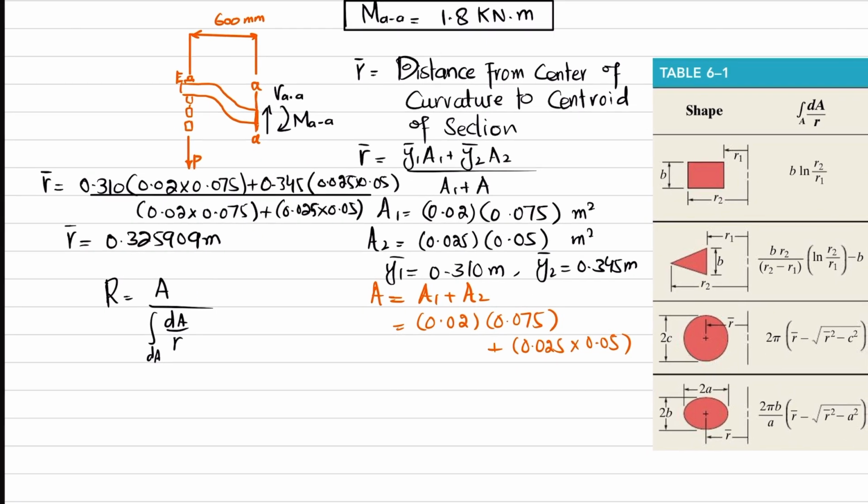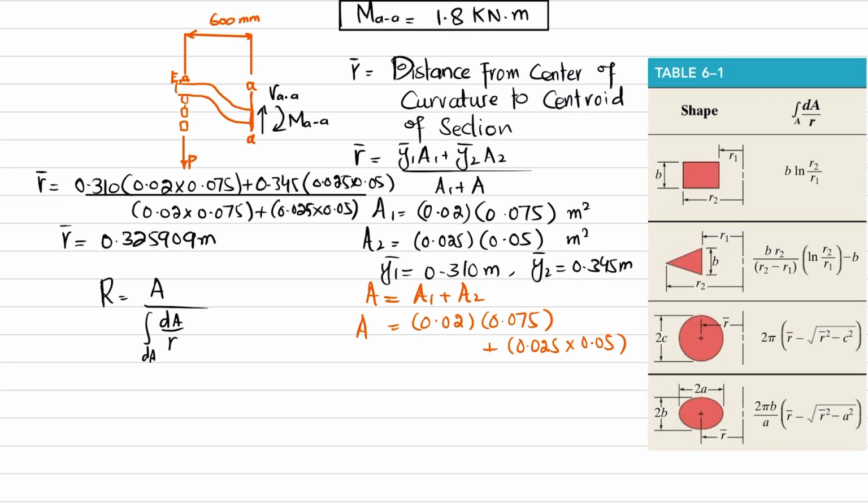Okay, so when you solve this, you will get this area, total area comes out to be 2.75 × 10^-3 square meter. Now what about this term that is given in the denominator, which is the integral of dA over R for the entire area?